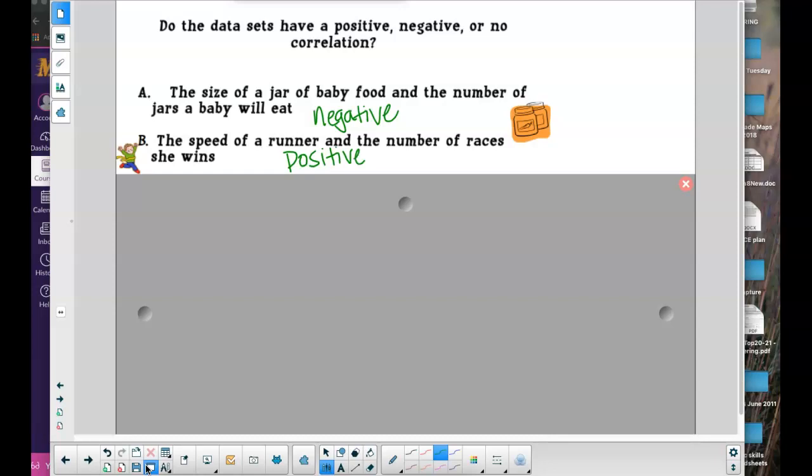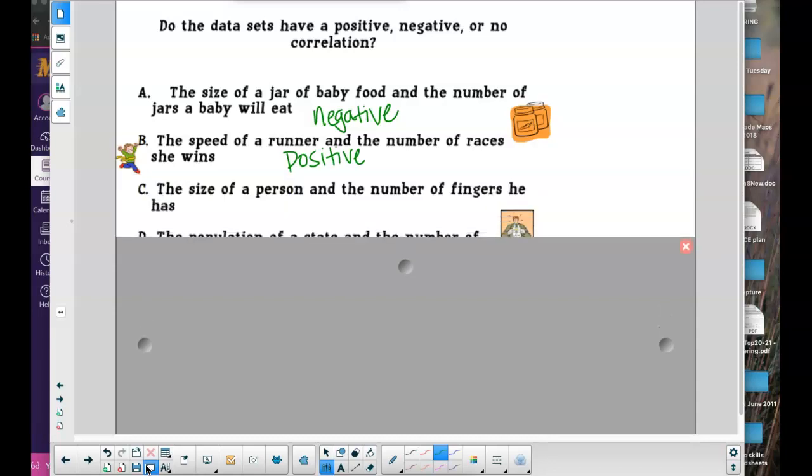What if you get slower? If you get slower, the number of races you win also goes down. So it's still positive, right? Because they're both going in the same direction. If they're both going up or they're both going down, it's still positive. It's negative when they go in opposite directions. Okay, let's try letter C.